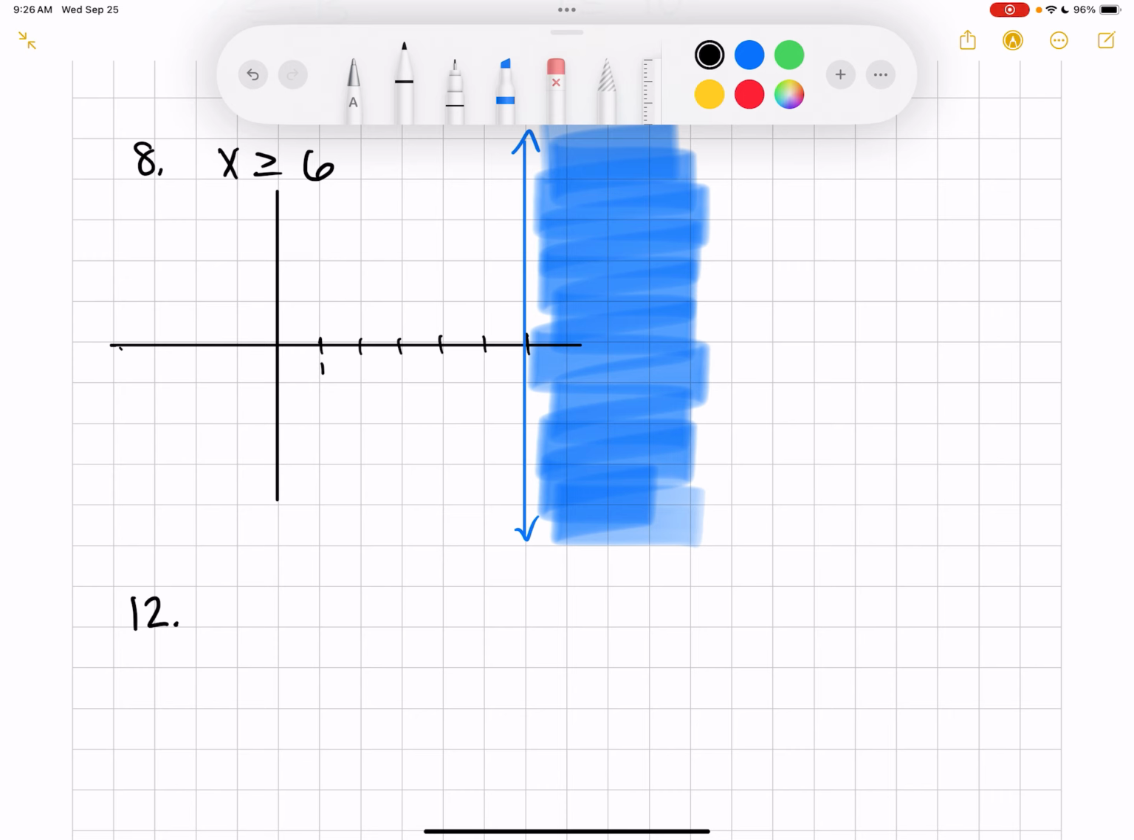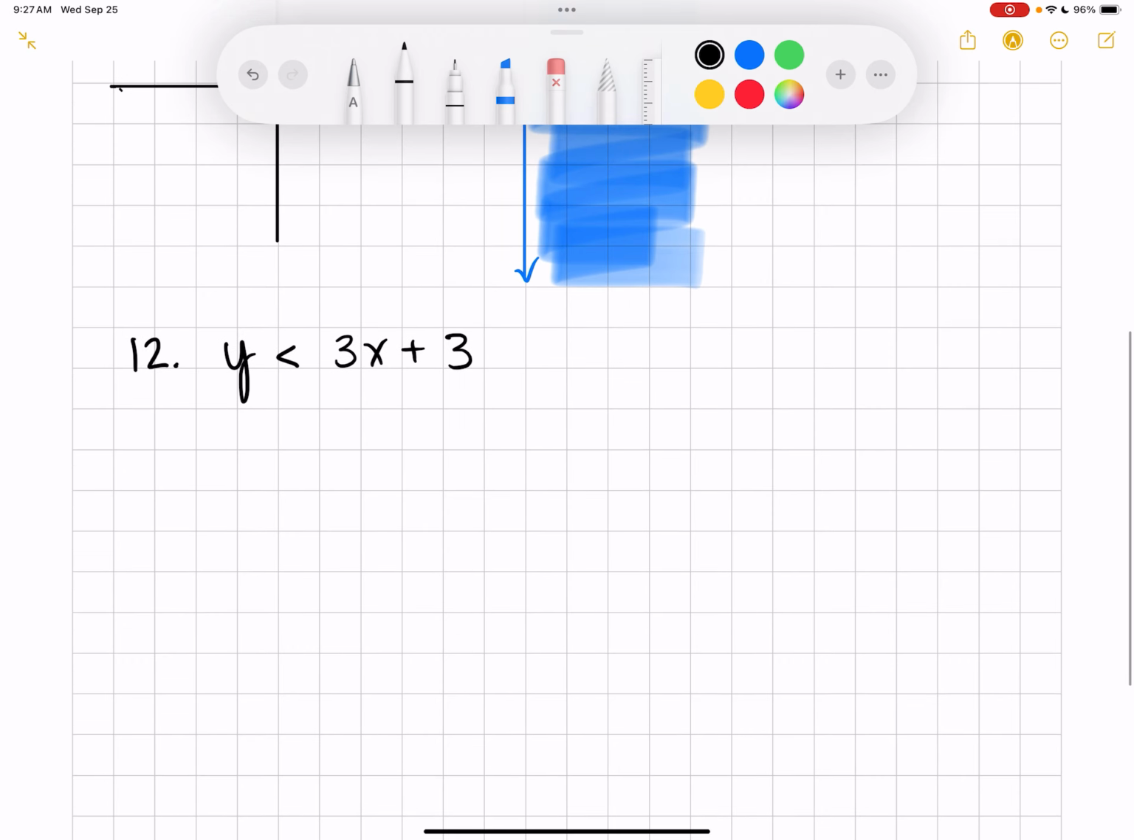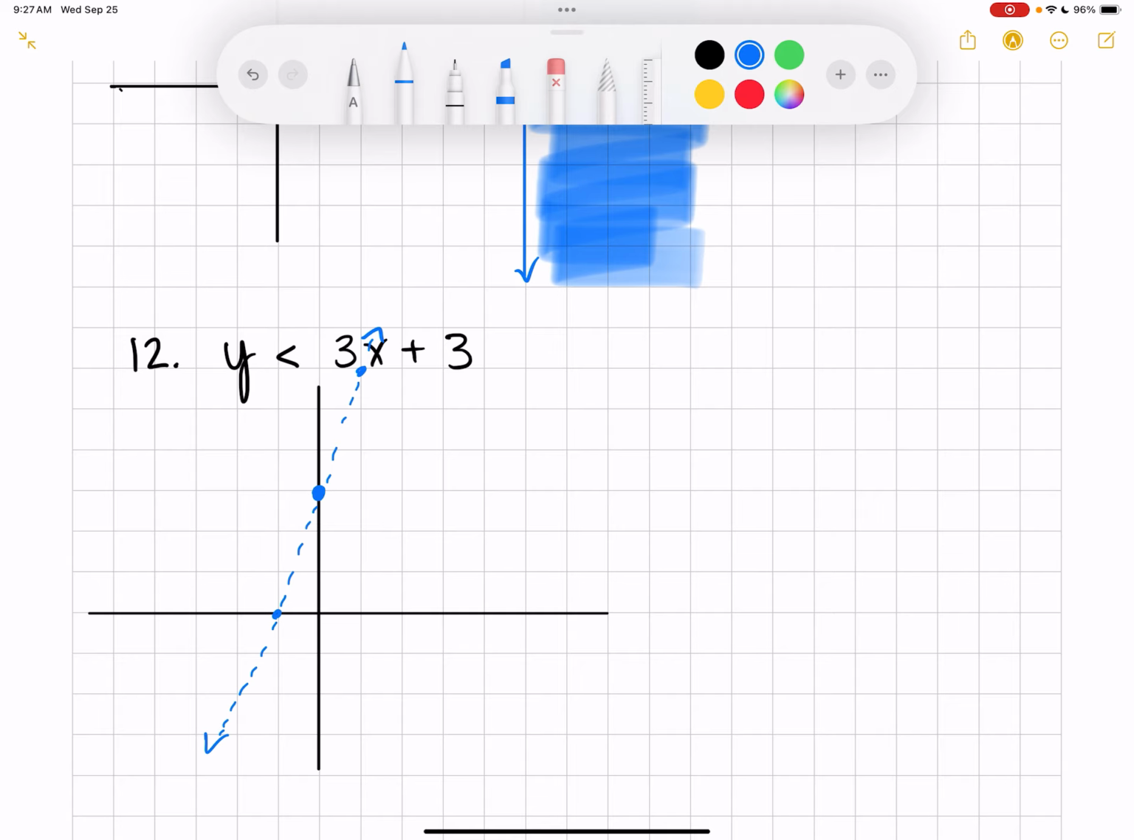Mercedes. All right, 12. y less than 3x plus 3. And so this one is a normal graph, right? It's going to be dotted. We're going to start at the point, start at 3. Did you say it was solid or dotted? Dotted. This is almost a flat line.